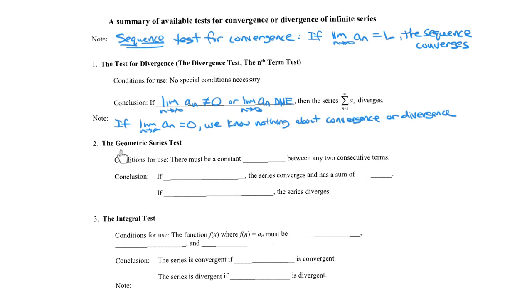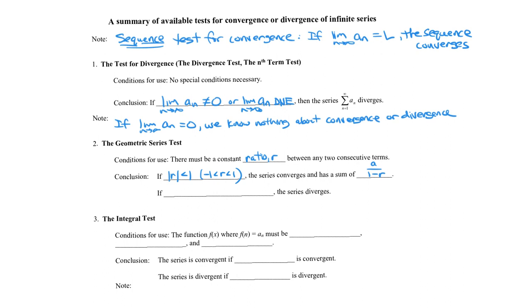Another one that was in 11.2 was the geometric series test. Conditions for use: there must be a constant ratio r between any two consecutive terms. So if you look at one term and multiply by r, you get to the next term. Multiply that by r, you get to the next term, and so forth. Once you find r, if the absolute value of r is less than 1, which means that r is between -1 and 1, then the series converges and it has a sum of a over 1 minus r. Remember, a is the first term of the series.